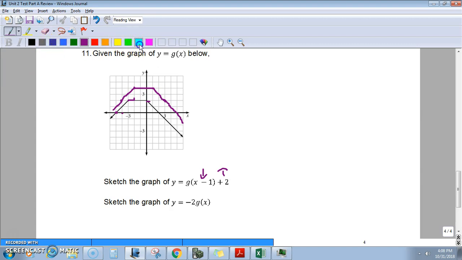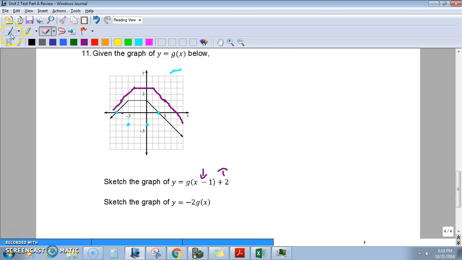And let's see the other one, it's bright blue. -2 times this g of x. So we're just going to stretch it and flip it over. So if we just flipped it over, this point stays the same over the x-axis, because every output that was positive is now going to be negative, right? This was here, now it's going to be here. This was here, it's going to stay. Okay, so we have these points now.